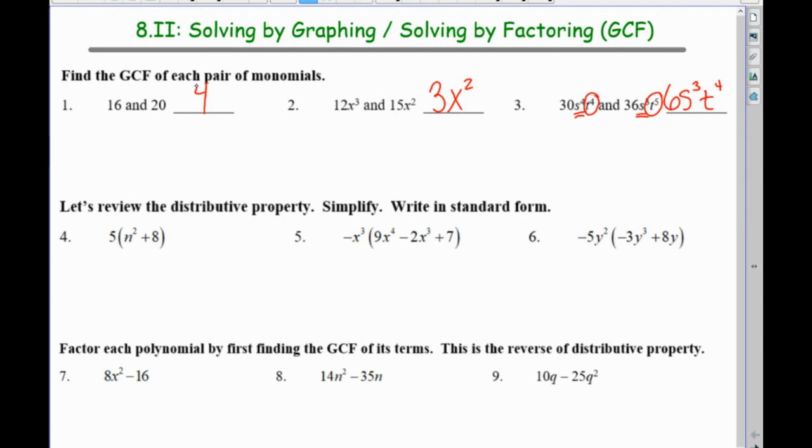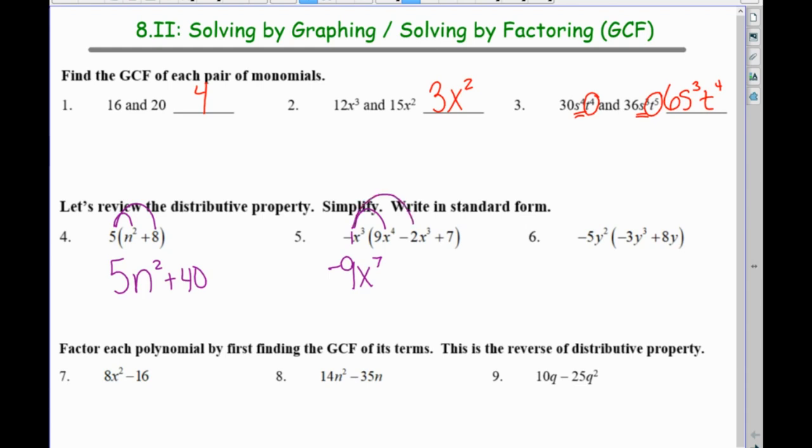All right, number 4 wants us to review the distributive property, because in a second, we're basically going to be doing that backwards. So if we look at number 4, you're going to start by distributing. So 5 times n squared is 5n squared. 5 times 8 is 40. Okay, let's try another one. I distribute here. This is like negative 1 x cubed. So negative 1 times 9 is negative 9. Do you remember what you do when you multiply and they have the same base? Add the exponents. So x to the 3rd times x to the 4th is x to the 7th.